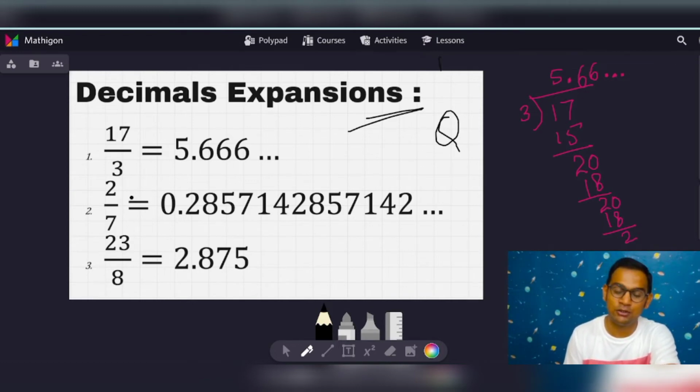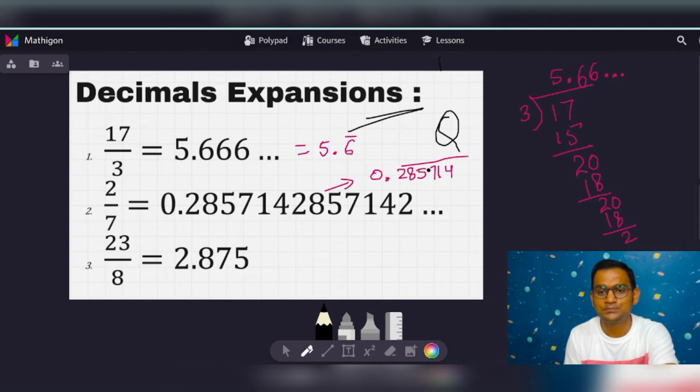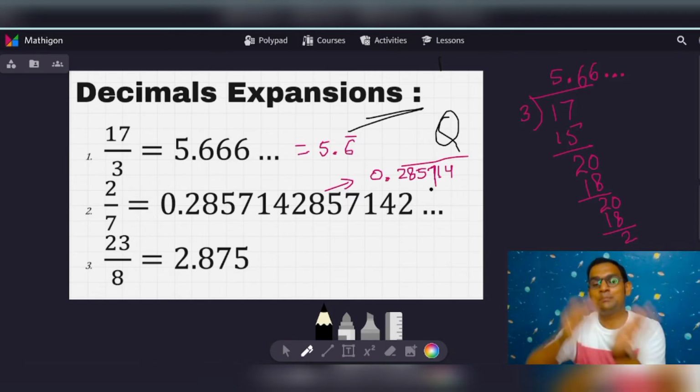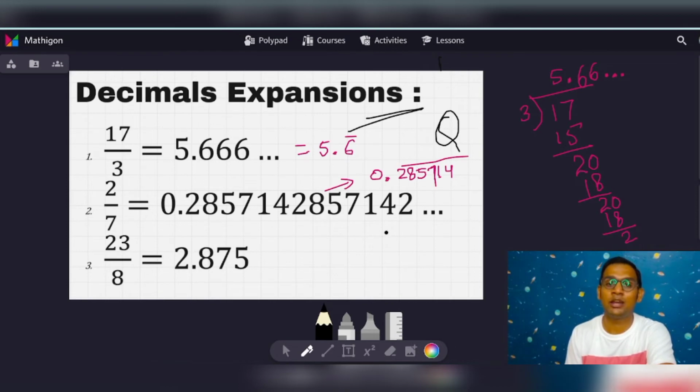Now here we have 2 by 7. When you divide 2 by 7, as you can see, 2, 8, 5, 7, 1, 4, and then once again it starts to repeat 285714. So instead of writing it repeatedly, we have a representation where whatever number is repeating, we put a bar over it. This number can be represented as 0.285714 with a bar. So this is the other case, where more than one digit repeats together and keeps repeating. The decimal expansion never ends.